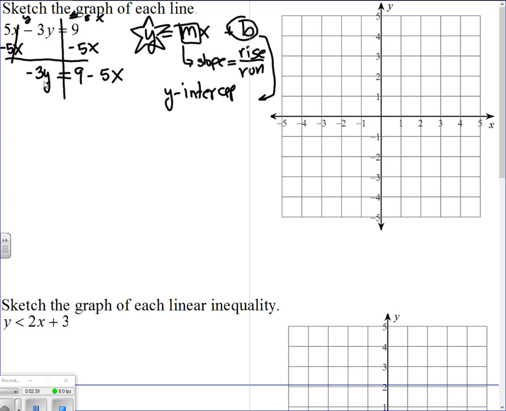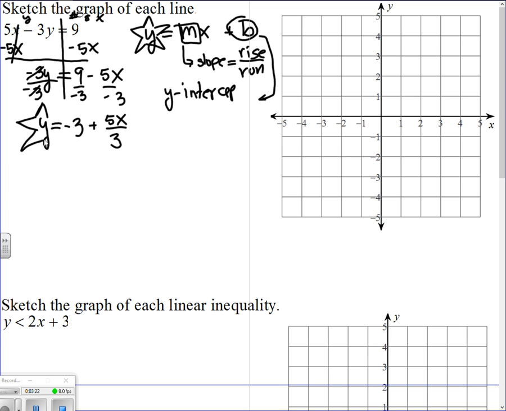Now, get the y by itself. Get rid of the negative 3. So I'm going to divide by negative 3. And when you do it to one side, you have to do it to the other side. These will cancel. So the answer will be y is equal to 9 divided by negative 3, which is negative 3. Negative divided by negative will give you a positive. And 3 doesn't go into 5, so leave it as 5x divided by 3. So there you have it. The y is by itself.